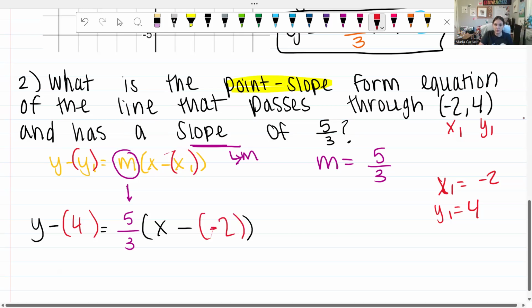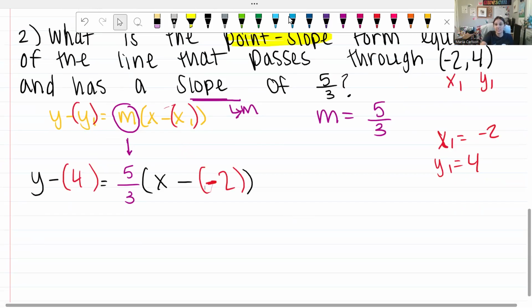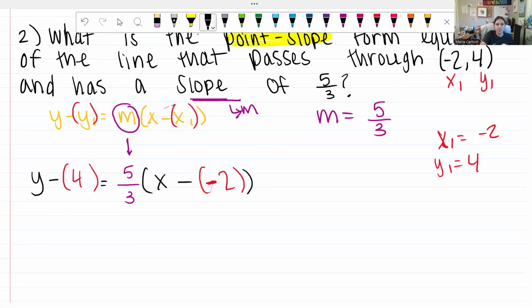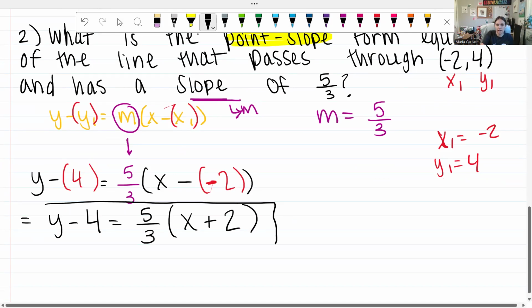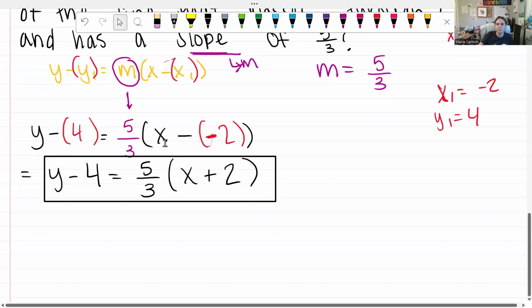And I always like to substitute my values into parentheses. So that way my minus signs and my negatives don't get lost. And then I can clean this up a little bit. Y minus 4 is just y minus 4, which is equal to 5/3. X minus -2 is x plus 2. So this would be the equation for the line that passes through the point -2, 4, and it has a slope of 5/3.